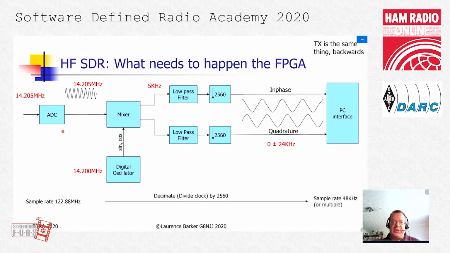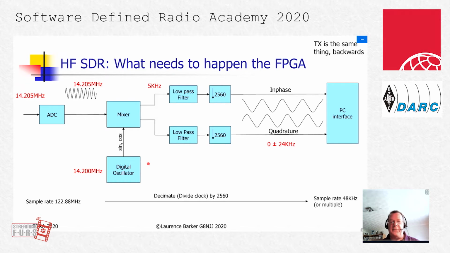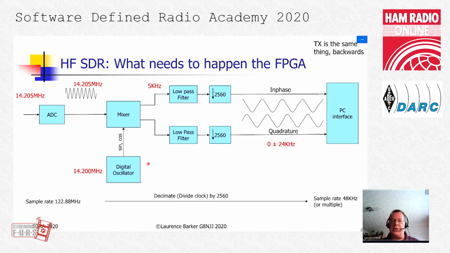Well, the first thing I need to do is to down convert the HF band to a zero center frequency. So I need a digital oscillator, that's like your VFO, and I might want to set it to 14.2 megahertz. That's then going to mix the signal down, and we use the sine and the cosine of the local oscillator to give us two representations of the signal at zero center frequency. We call those the in-phase and the quadrature channels.